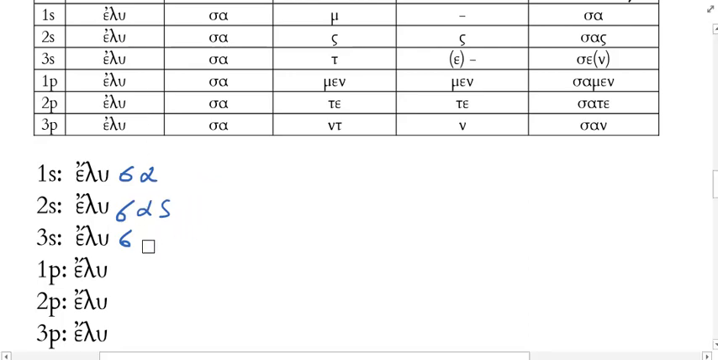So what's happened here is that the alpha switches to an epsilon. Perhaps this is by analogy to the second aorist or the imperfect, where you have that epsilon connecting vowel that makes it look like a third person singular form. And we could have our movable nu here as well. So it becomes eluse. Eluse. So that's he, she, or it, loosed.